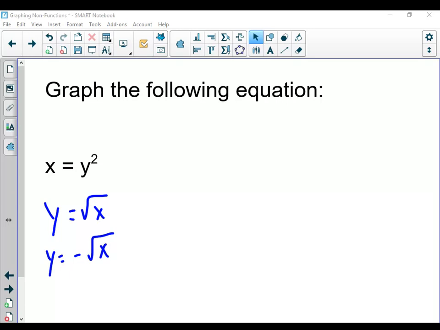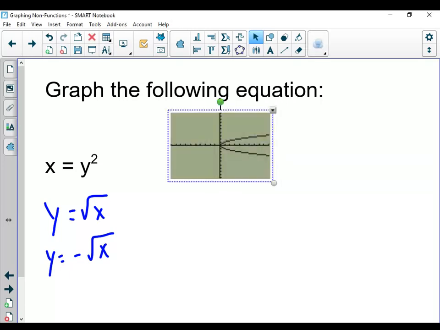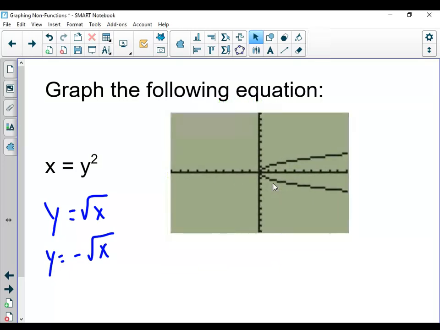And now I get what you were getting on Desmos if we tried that. So I do have this parabola. A little different than our other parabolas. Our other parabolas went up and down. This one's going left and right, it looks like.